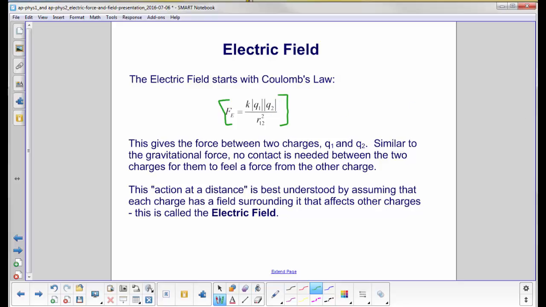Similar to the gravitational force, no contact is needed between the two charges for them to feel a force from the other charge. This action at a distance, which troubled so many people, is best understood by assuming that each charge has a field surrounding it, and this field affects all other charges that move through it. We call this the electric field.